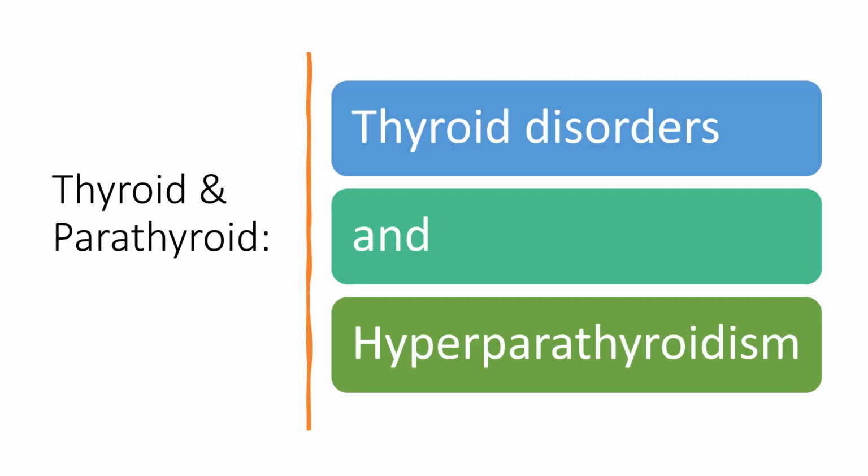The hypertension might be secondary to a problem with the thyroid gland or the parathyroid gland. So, in thyroid disorders and hyperparathyroidism, we might be dealing with hypertension.